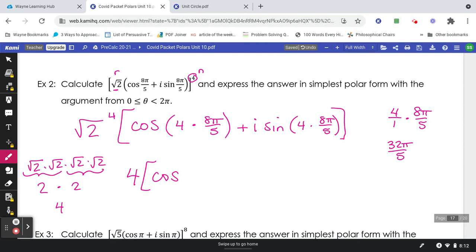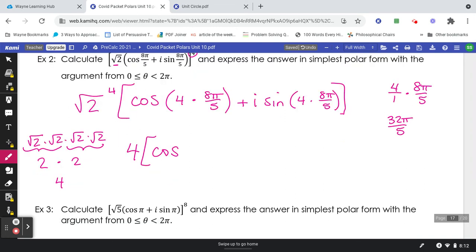32 over 5 seems like a pretty large number. Seems like it's a number bigger than 2. So if I do 32 divided by 5 in my calculator, I actually get 6.4, and that's larger than the 2 that we need. So what we'll need to do is subtract 2 pi from this. When we do that, we'll need common denominators. We'll use a 5. 32 over 5 will stay. Multiply 2 pi by 5 to get 10 pi. And then we can subtract that, getting us 22 pi over 5.